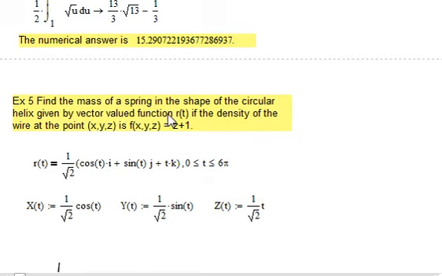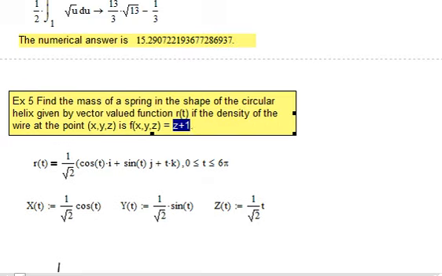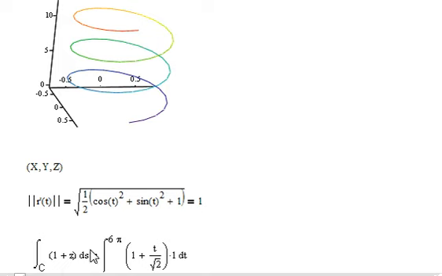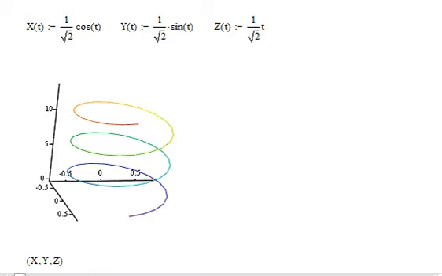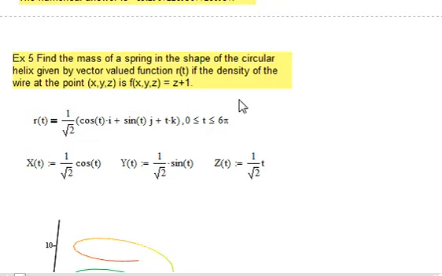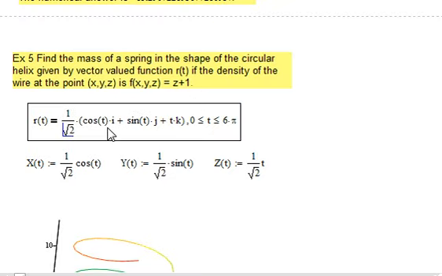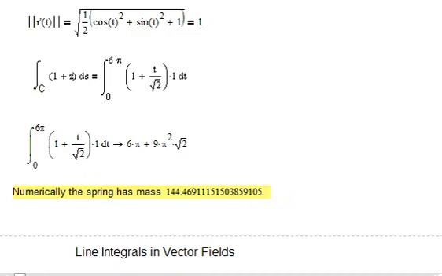Recalling this was our density function, z plus 1. So this is z plus 1, but z equals t over the square root of 2, recalling from this vector valued function, our z function is t divided by the square root of 2. So you can see that, I hope. And so that's why this mess is what it is. And this is fairly simple integration, because almost everything is a constant except for the t.